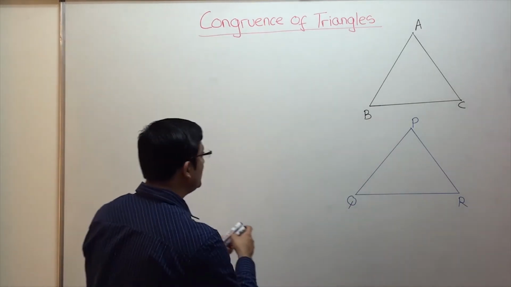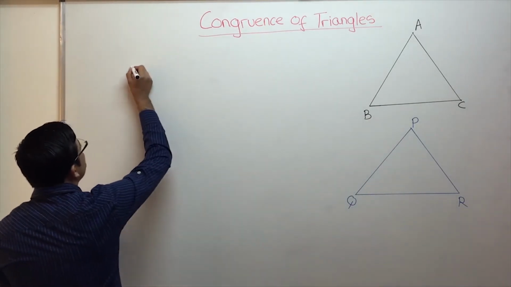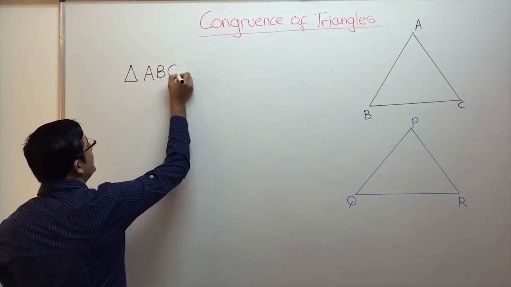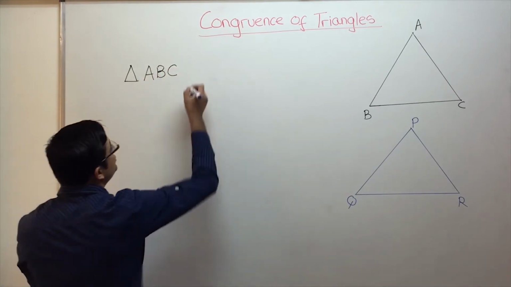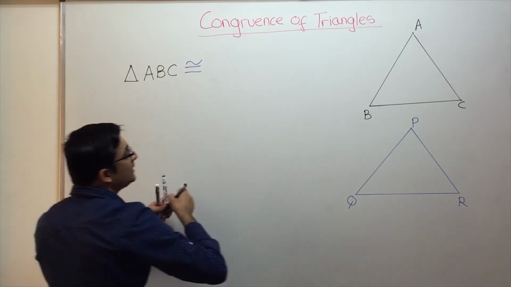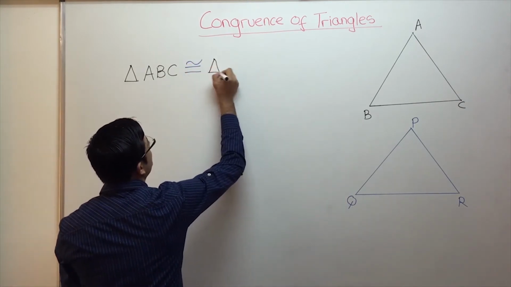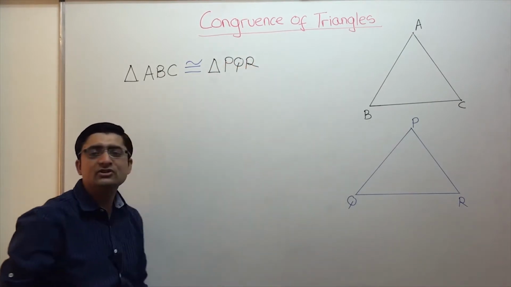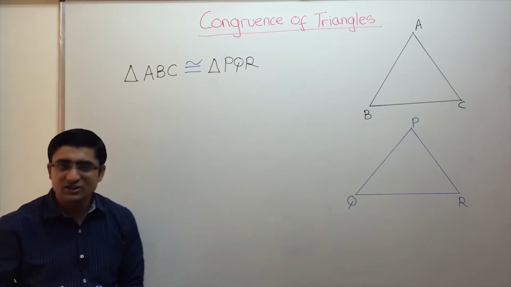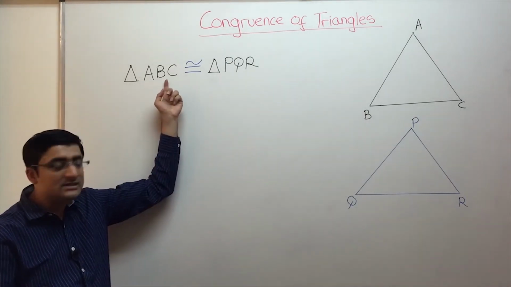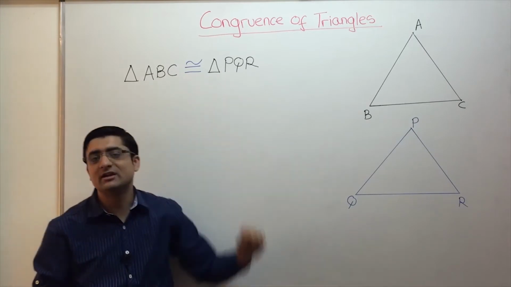So how do we write it down? I'll say that triangle ABC is congruent, so we'll use the congruent symbol, is congruent to triangle PQR. I repeat, because both these triangles have the same shape and same size, they are congruent triangles. So how do we represent it mathematically? Triangle ABC is congruent to triangle PQR.